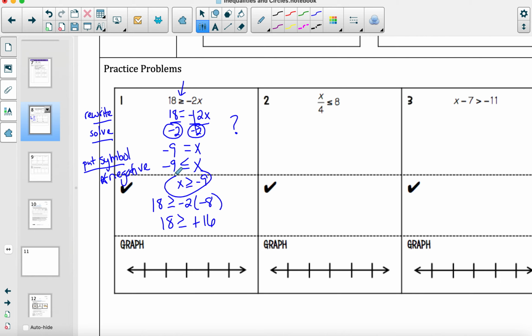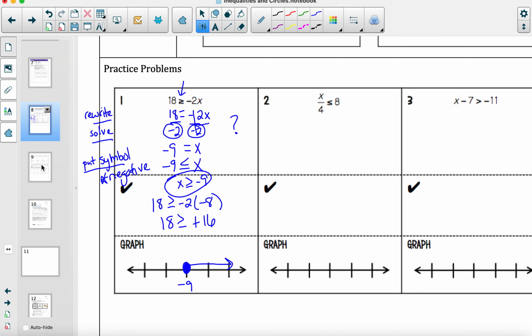So now I need to graph my inequality. I'm going to put negative 9 here, and I want greater than or equal to. Yesterday we said when we draw our circle, if it is greater than or equal to or less than or equal to, then it has to be a closed circle. It includes that number. And then I'm going to draw my arrow this way. Okay? So that's a one-step equation.